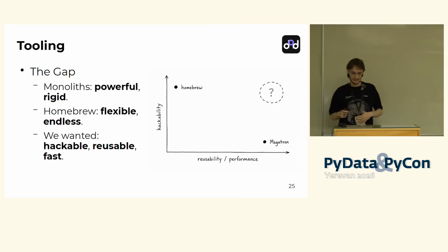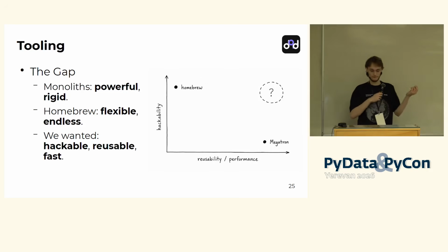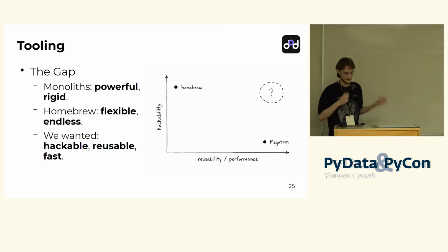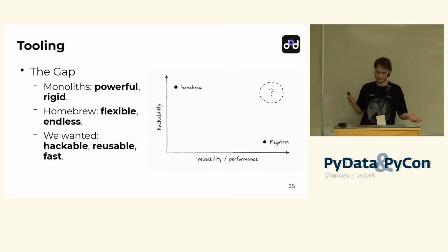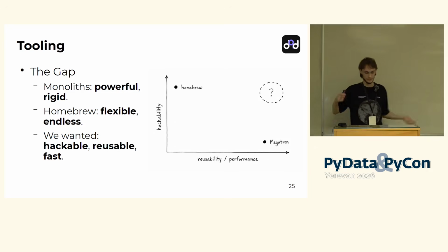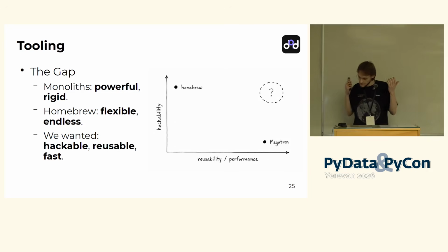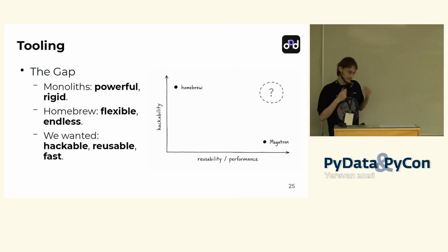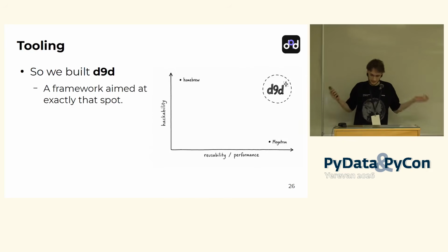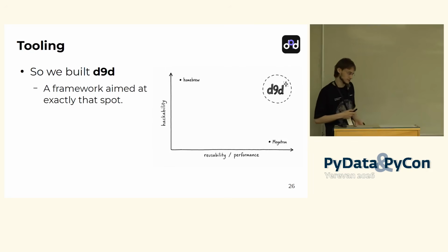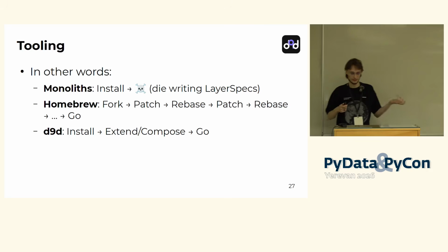And actually, I see a gap here. So we have monoliths that are powerful but rigid. We have homebrew setups, fork-and-go repositories, that are flexible but endless. And I actually wanted to use something that's hackable, modifiable, and still fast and still working fine. And that's the reason why I thought about building a custom training framework called d9d.